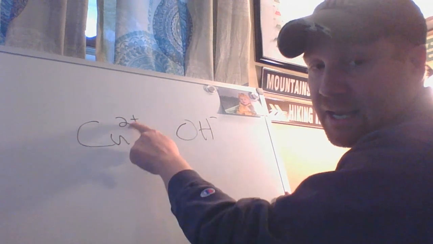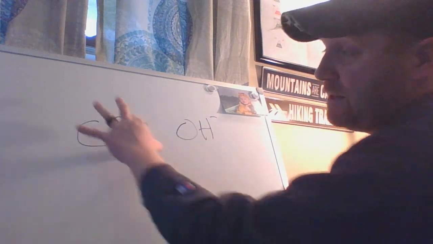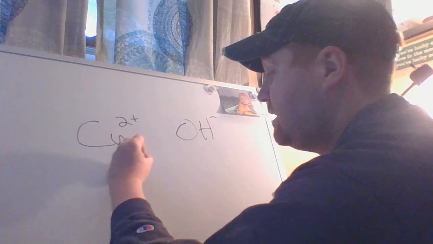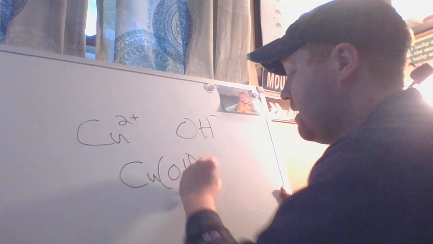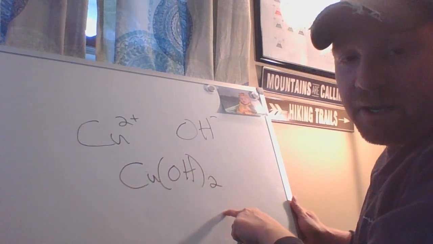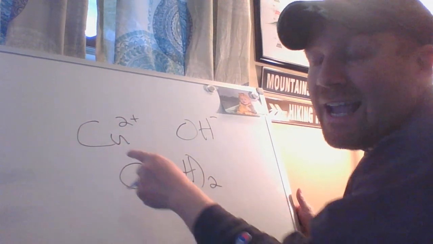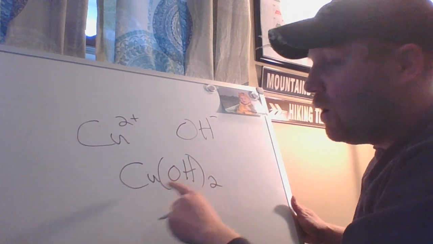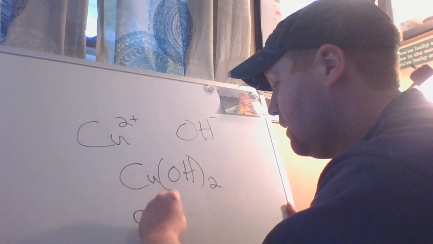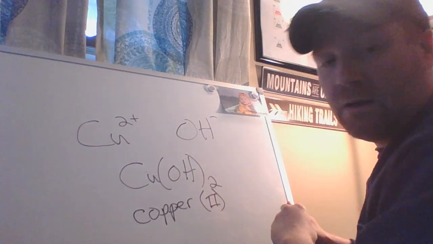We need one of these at 2 plus a piece. We need two of these at 1 minus a piece. This side's going to be 2 plus, this side's going to be 2 minus. When you get them together, it's written as Cu parentheses OH, then a subscript 2. But interestingly enough, the last part of this video, let's name it. Because you have an element that does not have a set charge, we can't just say copper hydroxide. We actually have to say, with that Roman numeral in the name, this is copper(II) hydroxide.